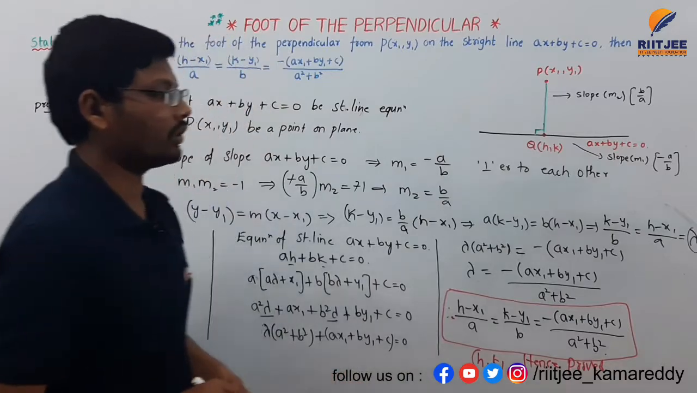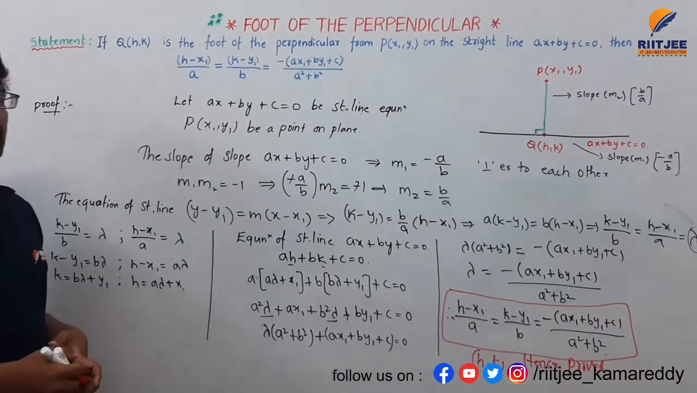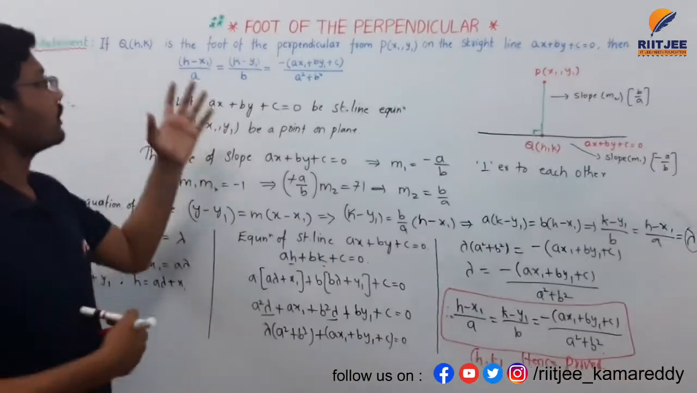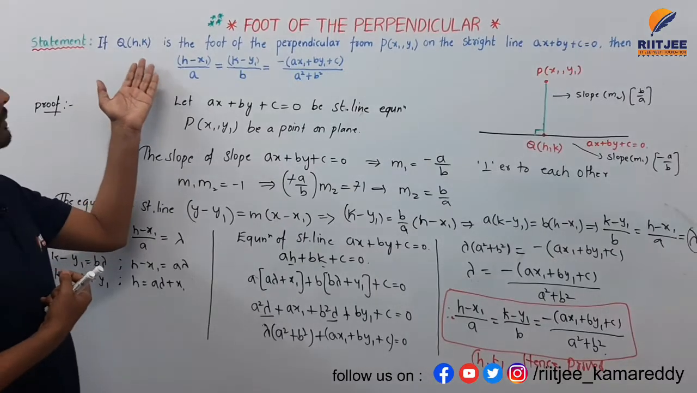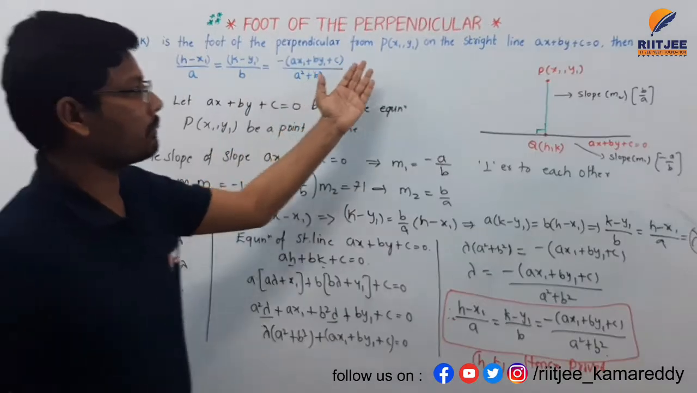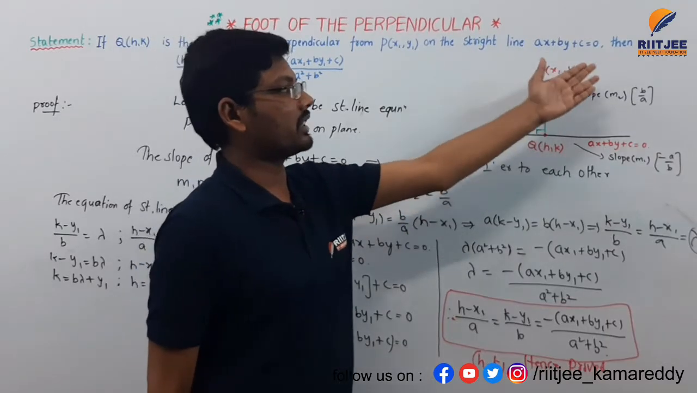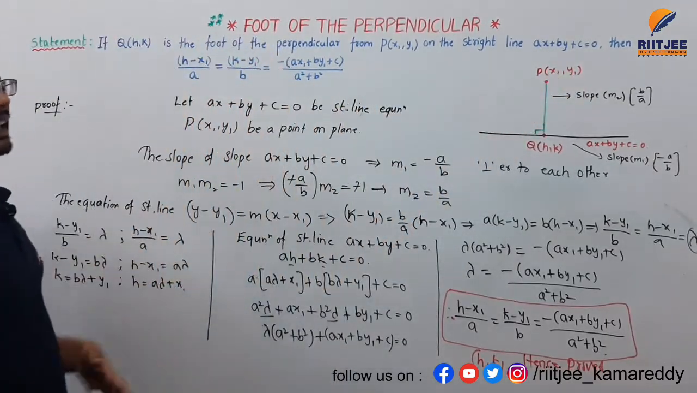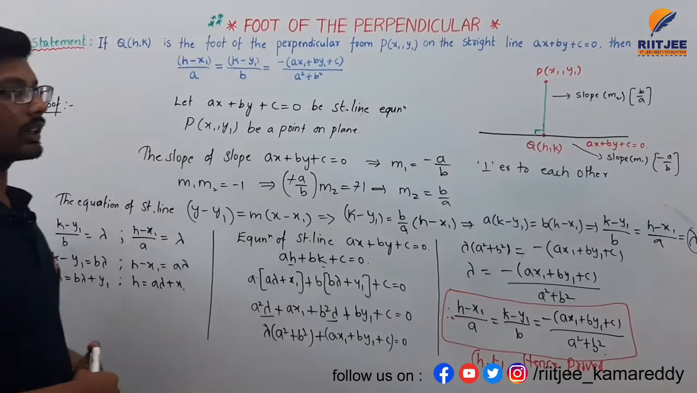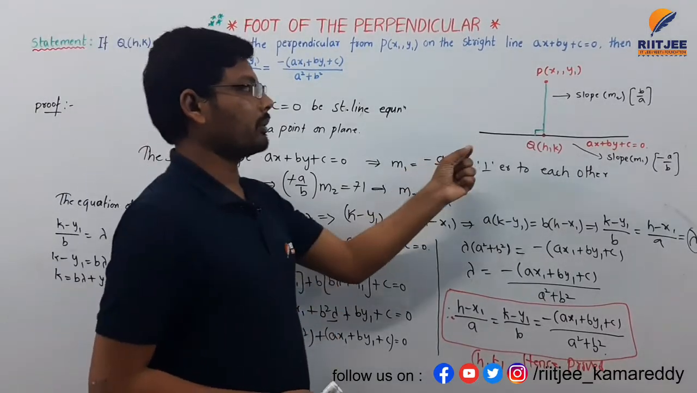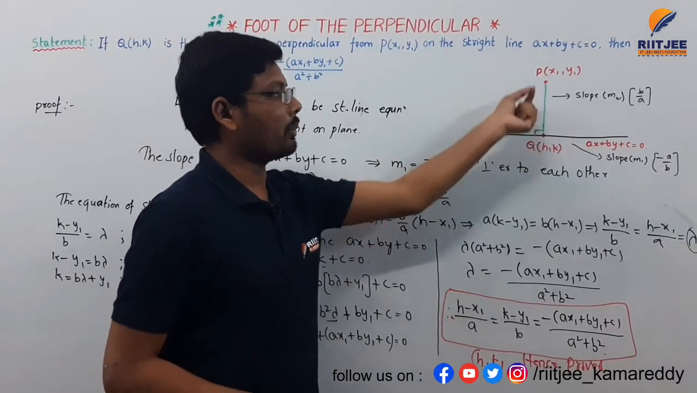This is the complete solution for the foot of the perpendicular. And listen once again. If q of h comma k is the foot of the perpendicular from p of x1 comma y1 on the straight line ax plus by plus c is equal to 0, then this is the condition to find the foot of the perpendicular to the point p of x1 comma y1.